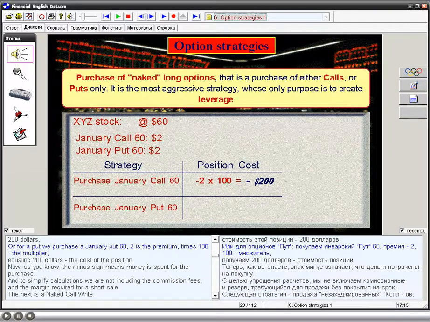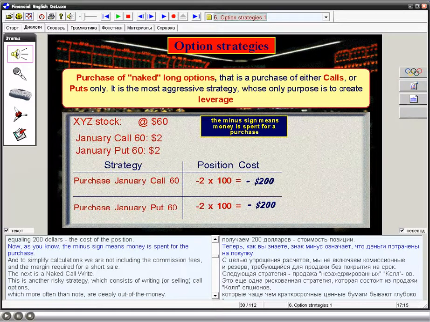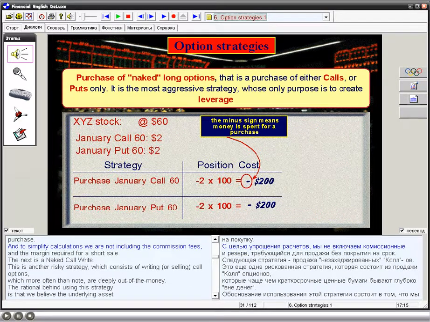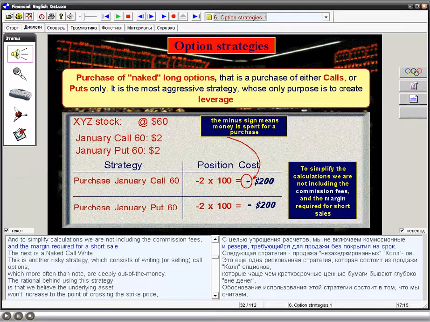Or, for a put, we purchase a January put 60. 2 is the premium, times 100, the multiplier, equaling $200, the cost of the position. Now, as a note, the minus sign means money is spent for a purchase. And to simplify calculations, we're not including the commission fees and the margin required for a short sale.